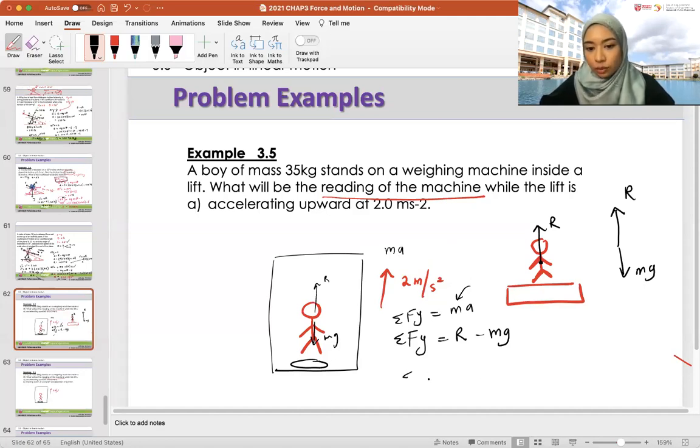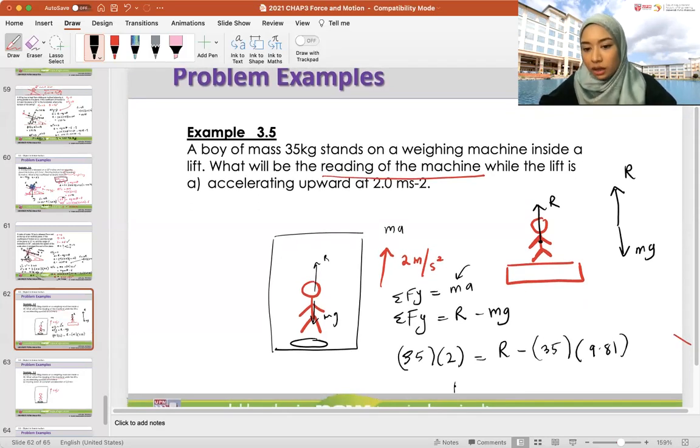So using this equation, you will get 35 times 2 positive, lepas tu R minus mg. M is 35 and g is 9.81. So if you guys look at this equation, your R will be 35 times 9.81 plus 35 times 2.